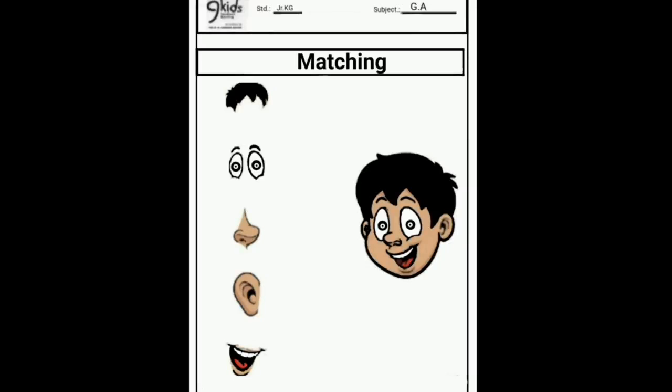Next we will do a worksheet. This is a matching worksheet and you have to match the body parts with the boy's face. Here on one side we have body parts like hair, eyes, nose, ear and mouth. And on the other side we have the boy's face. So you have to match these body parts with their proper place.